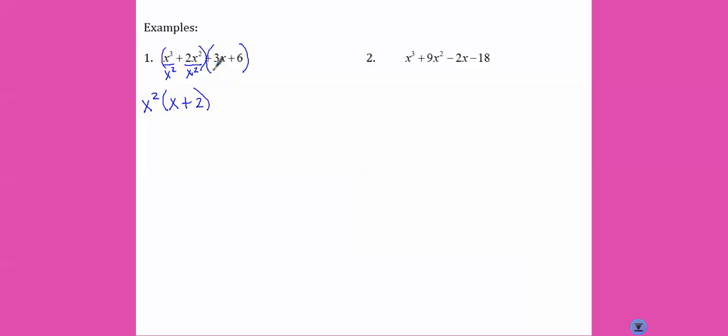3x and 6 have a 3 in common. So I'm going to divide out 3. So positive 3. 3x divided by 3 is x. 6 divided by 3 is 2. So if you notice, these two parentheses match. That has to happen every single time. Those two become one of our factors, and the GCFs are our other factor.